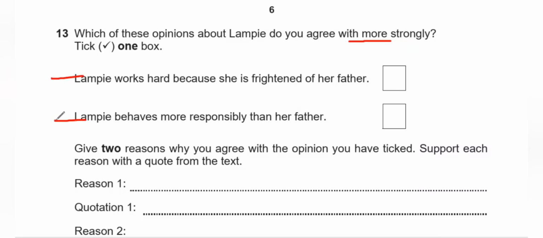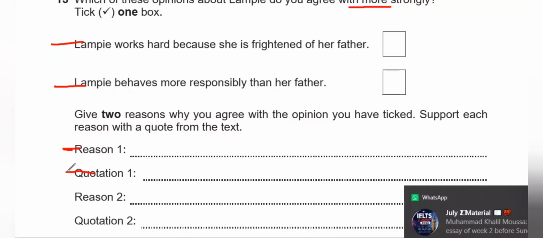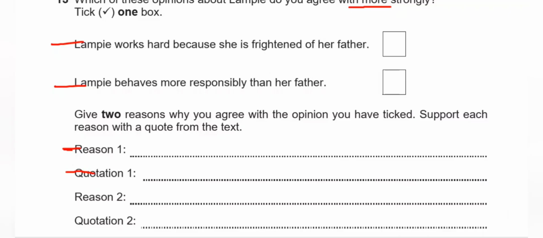Lempi works hard because she's afraid or scared of her father. Lempi behaves more responsibly than her father. Which one do you agree with, and with reason, please. Okay? The reason you should write yourself in your own words. Quotation, you have to get it from the text. So if we go with the first option, which is Lempi works hard because she's scared of her father. Okay?